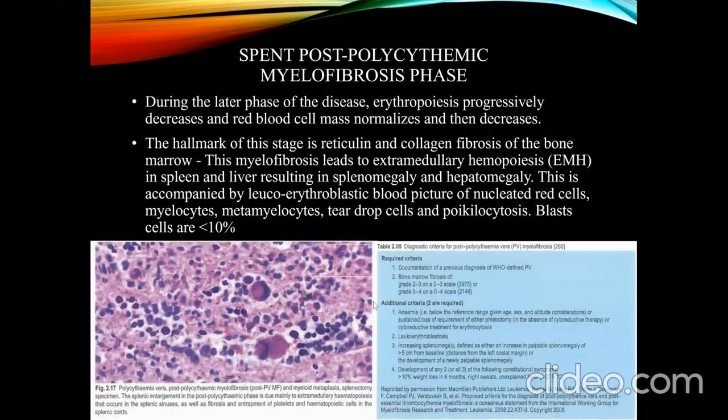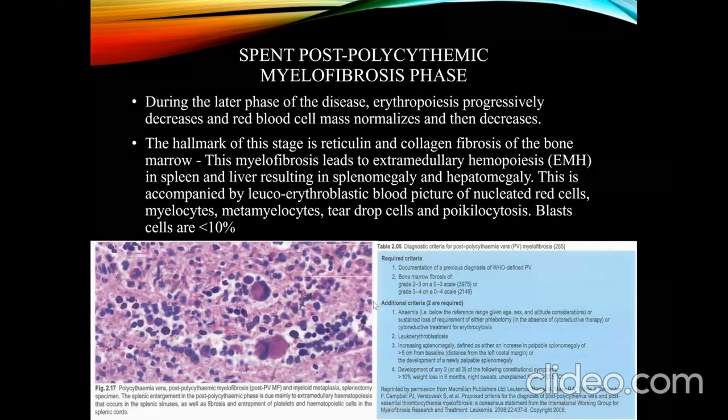And now the third stage we can discuss is the post-polycythemic myelofibrosis stage. During the later phase of the disease, erythropoiesis progressively decreases and red blood cell mass normalizes and then decreases. The hallmark of this stage is reticulin and collagen fibrosis of the bone marrow. This myelofibrosis leads to extramedullary hematopoiesis in spleen and liver, resulting in splenomegaly and hepatomegaly. This is accompanied by a leukoerythroblastic blood picture of nucleated red cells, myelocytes, metamyelocytes, teardrop cells, and poikilocytosis. Blast cells are below 10%.